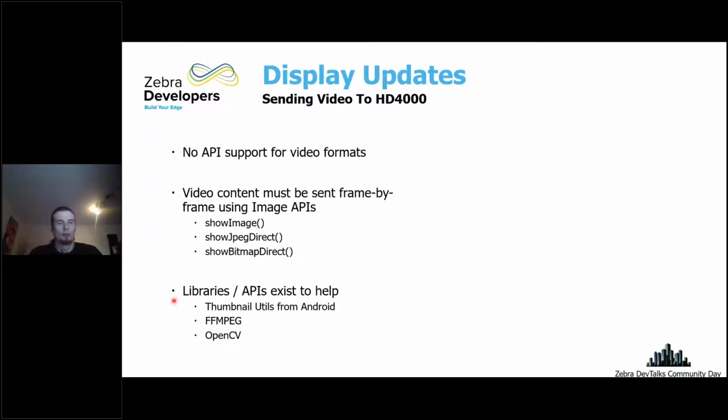In terms of splitting the video into individual frames so that they can be sent up to the HD4000, if you're just looking to get a quick little test together and you're not too worried about performance, then I'd recommend using the thumbnail utils from Android. They're not super robust or efficient, but they are very, very easy to use. You just put a timestamp in and the video, and it will return you the frame. So a very easy way just to get a proof of concept going. If you're looking for a little bit more performance, a little bit more speed, then I'm going to recommend something like FFmpeg or OpenCV, which both have Android libraries that are well supported.